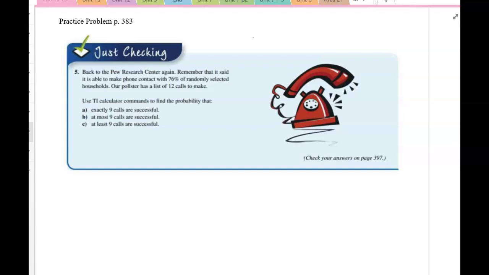So a research company is making phone calls and it says that they are able to make contact with 76% of the people. So that means the p is 0.76, and it says they have a list of 12 phone calls to make. So that means the number of trials is 12.